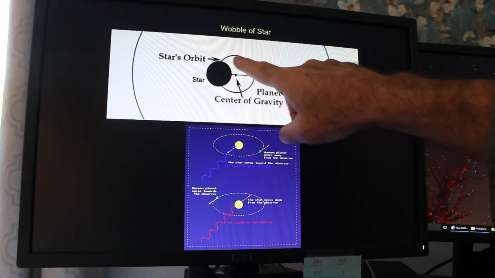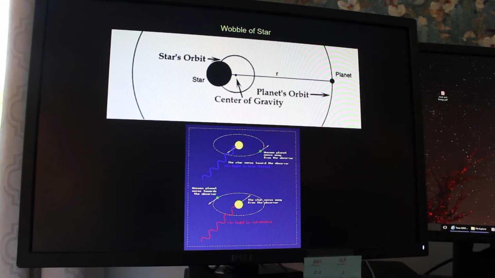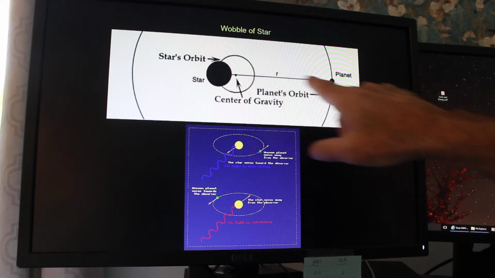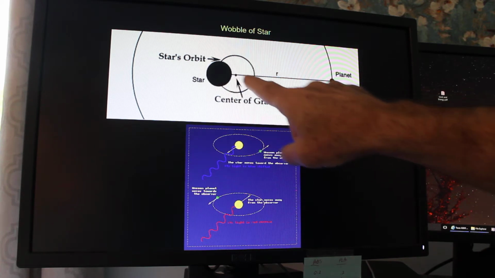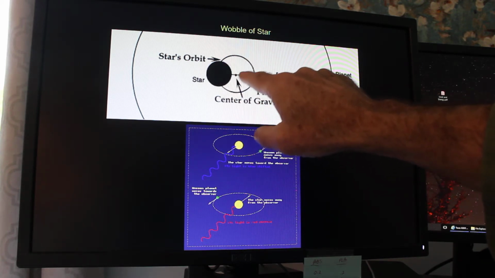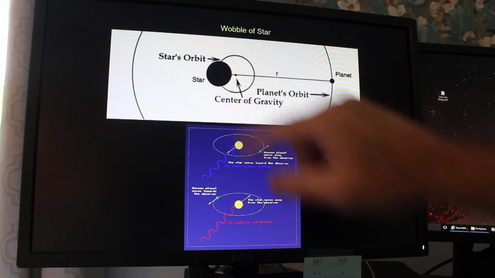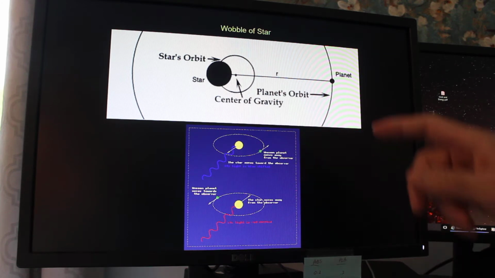So the wobble of the star, the idea is as the planet orbits around the star, the star actually has to make an orbit too. Essentially, both of them orbit around the center of gravity of the system. It's kind of like if you're on a teeter-totter where your balance is determined by how much mass the two objects have. In this case, the star has a lot more mass than the planet, so the center of gravity is very close to the star, but the star makes a little loop, and we can measure that motion of the star, and by measuring the motion of the star, we can determine that there must be a planet there.